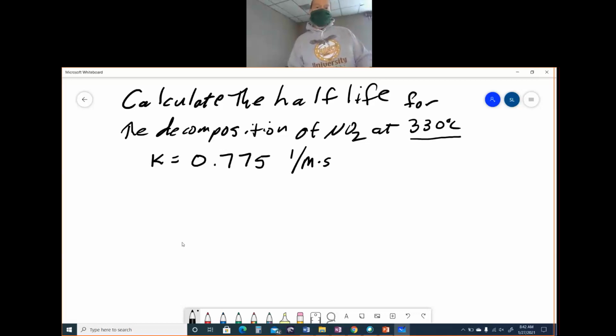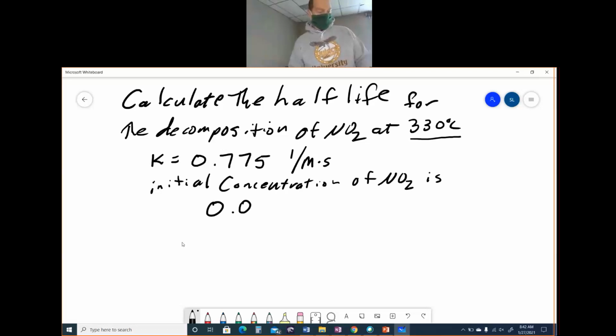All right, and then they also tell you that your initial concentration of NO2 is 0.00300 molar. All right, so I'm not going to be real strict on sig figs, but when they give you 3 sig figs for K and 3 sig figs for the concentration, I'm expecting your answer to be in 3 sig figs. All right, you don't have to go through all the calculations. If the problem gives you 3 and 3, then you should be given 3 sig figs for your answer.